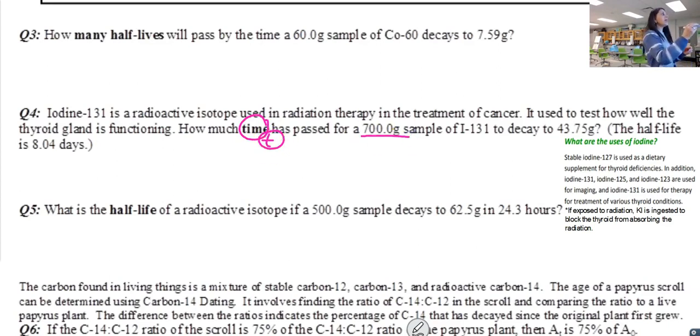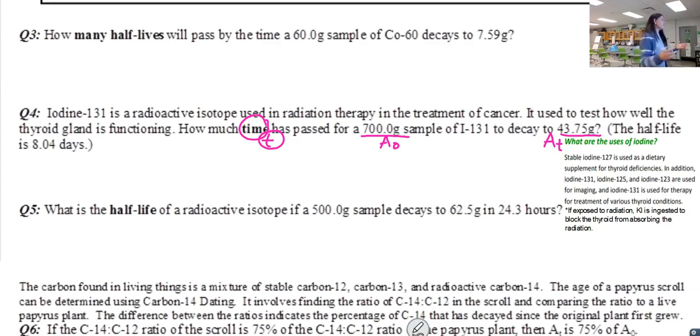They're asking us how much time has passed, so we're looking for T, for a 700-gram sample to decay. I always want to look to see what's my A_T and what's my A_0. Remember what I told you? A_0 has to be a bigger number. This is the original amount, because you can't end with more than what you started with. It's decaying, okay? And so this must be my A_T.